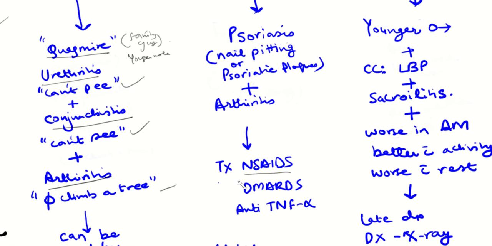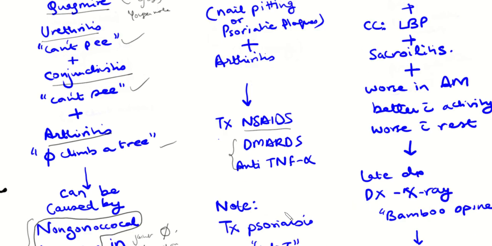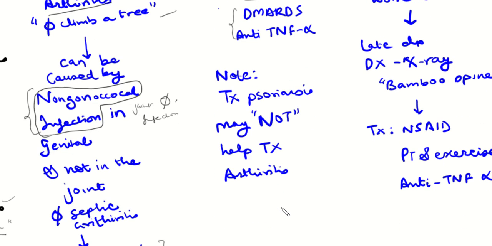NSAIDs. And again, because it doesn't involve the back, it may involve peripheral extremities. You may add DMARDs and anti-tumor necrosis factor alpha. Again, treating psoriasis may not help the arthritis. So those are two separate entities.